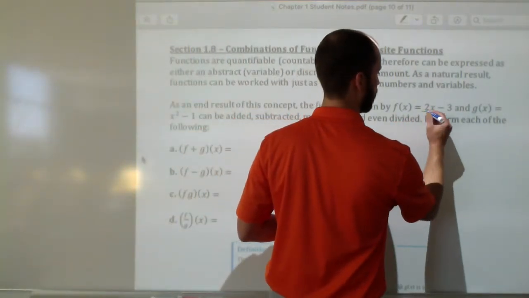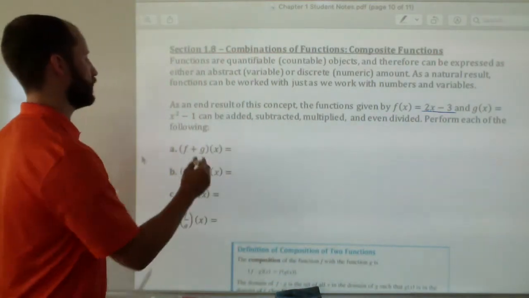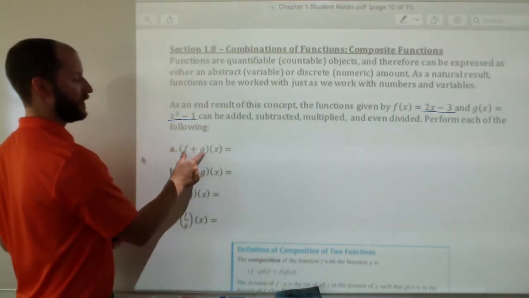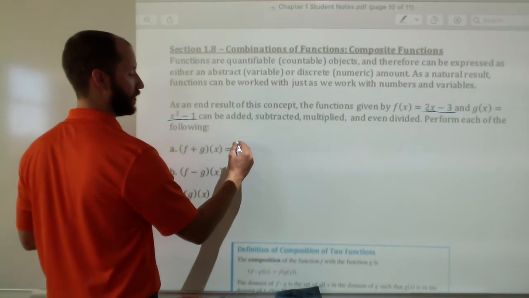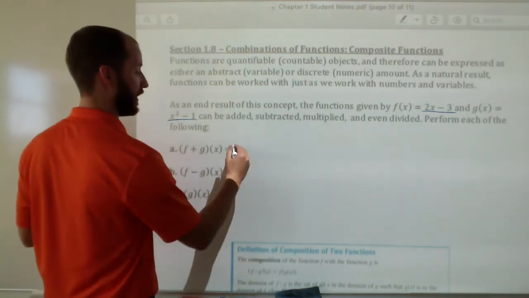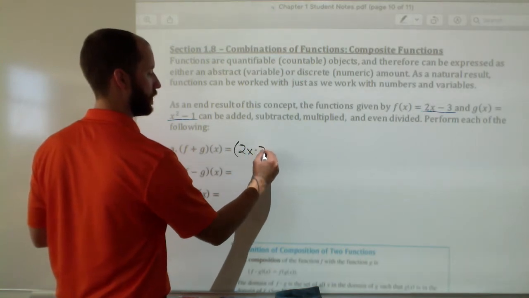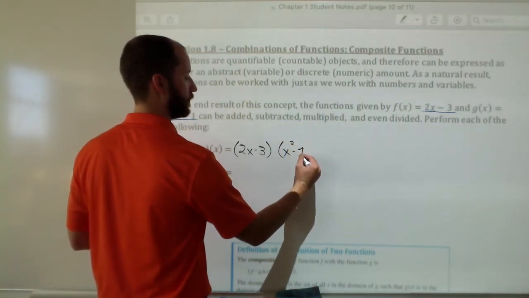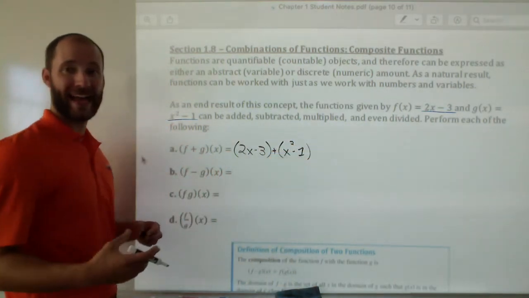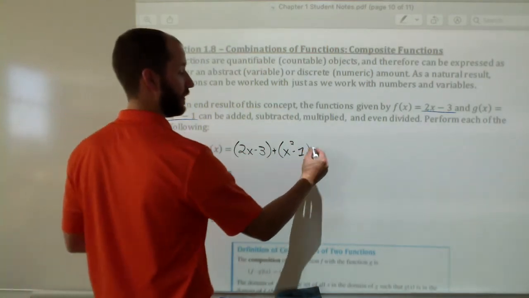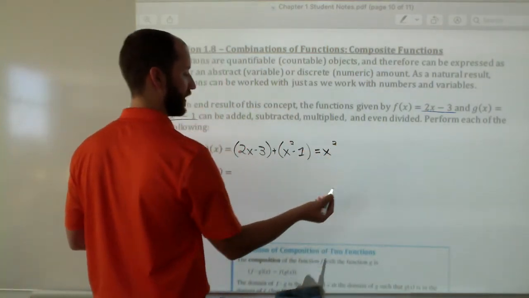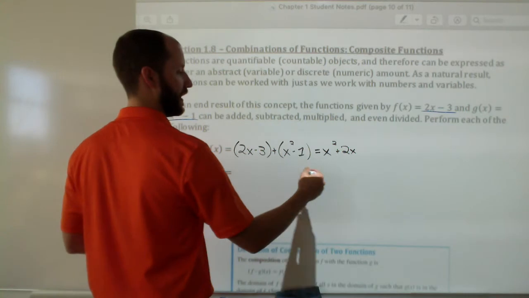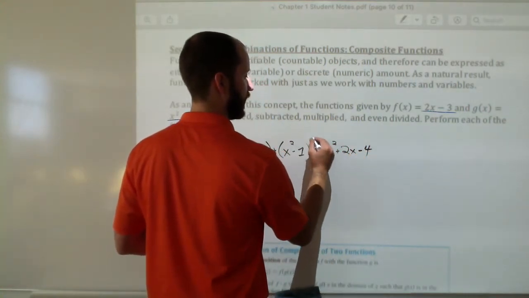So we have f of x being 2x minus 3. We have g of x being x squared minus 1. So if we wanted to add f and g together, we're going to take those two function rules. We're going to take 2x minus 3. We're going to take x squared minus 1. And we're going to add those together, combining any like terms where we can. So we have x squared, we have 2x, and we have negative 3 and negative 1, giving us a negative 4.